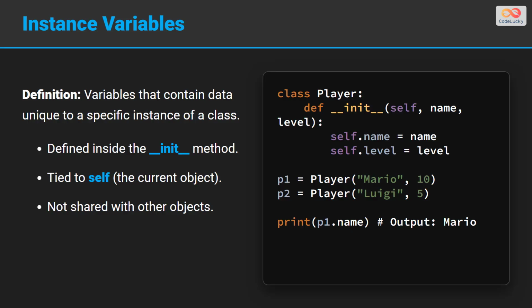First, let us talk about instance variables. These are variables that contain data unique to a specific instance. You define them inside methods, usually the init method, and you always attach them to the self keyword. This ensures the data belongs only to that specific object.